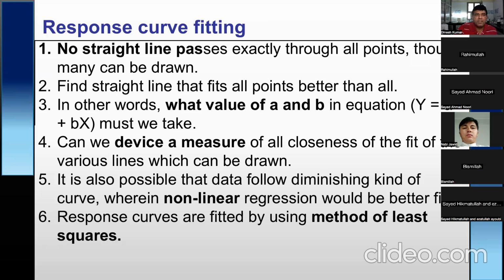So in this case, first of all, we need to plot a scatter plot. This scatter plot will give us an idea whether the relationship could be linear or curvilinear. Then response curves are fitted by using the method of least squares. So we need to understand what the method of least squares is. Based upon this method, we can find out the best fit line.